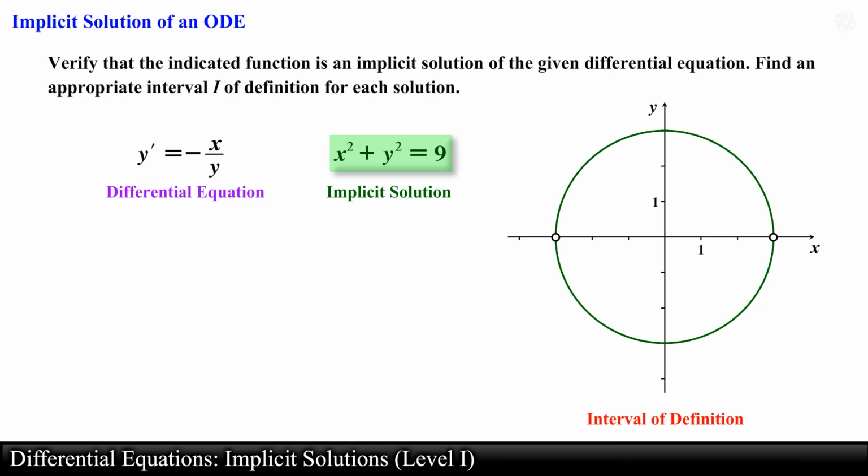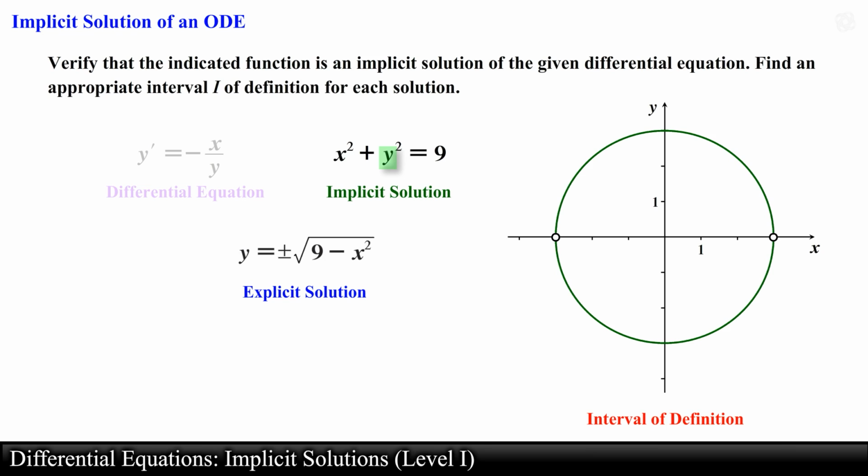Notice that this solution is now broken up into two semicircles. It turns out that we can actually find an explicit solution to this differential equation. Let's take a look at the implicit solution. Notice that we are able to solve for y in terms of x. All we need to do is to isolate the variable y. Doing that, we obtain the following expression: y equals positive negative the square root of 9 minus x squared.